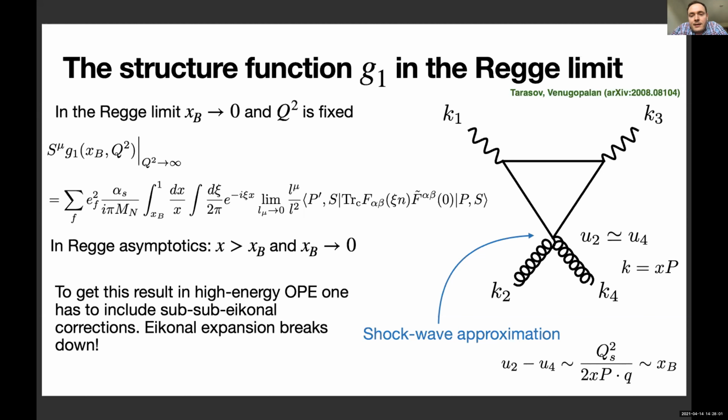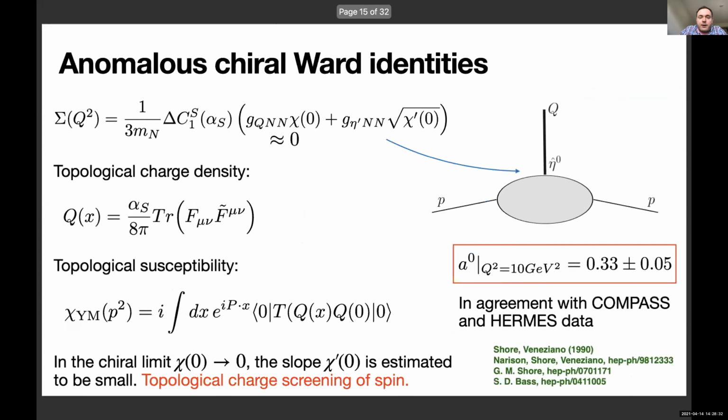But we believe that this result, that G1 is proportional to F F dual, is really due to the fact that there is an infrared pole, and this infrared pole is really related to the topological properties of QCD. So it's related to the imaginary part of the effective action. So it's non-trivial how to use the high energy OPE for that part. And now the problem of measurement of G1, as a result, can be formulated as the measurement of the matrix element of F F dual.